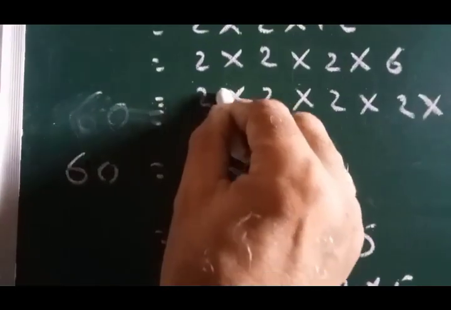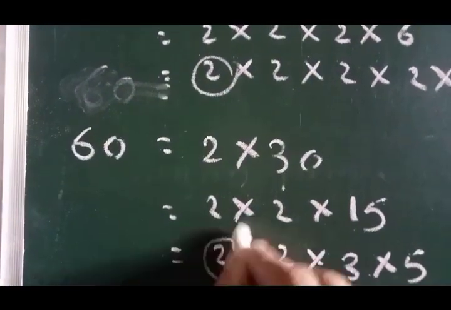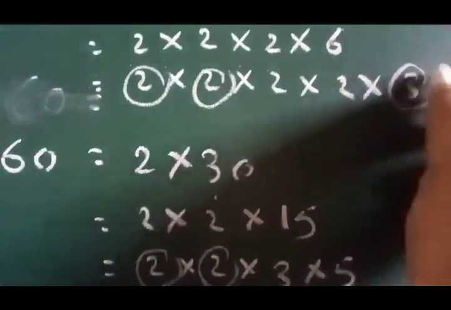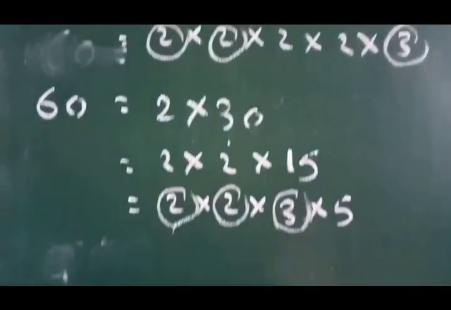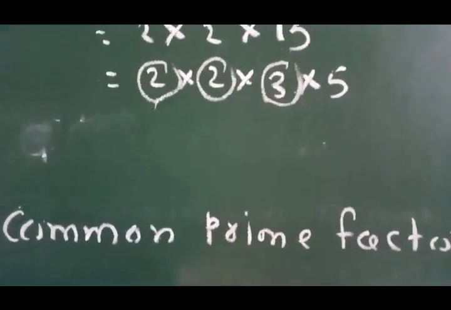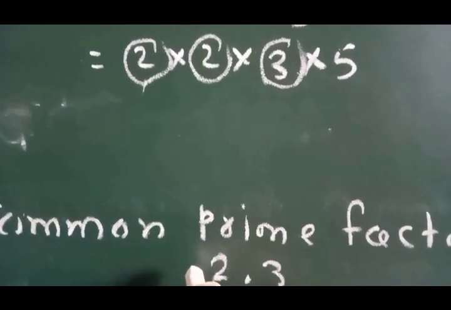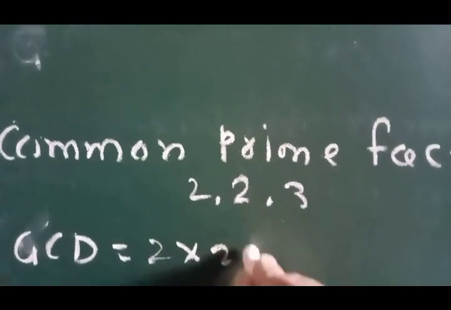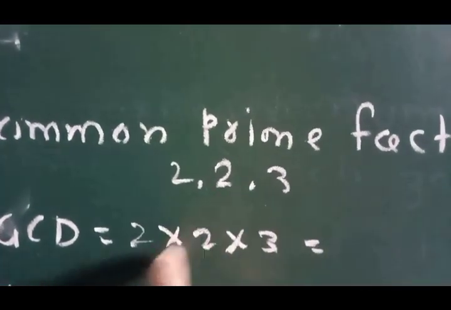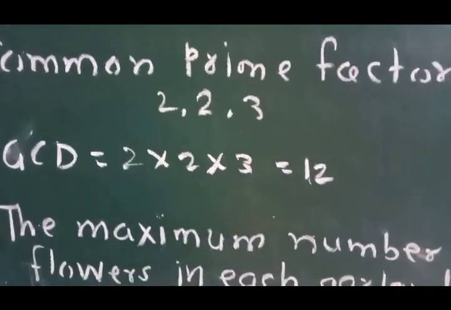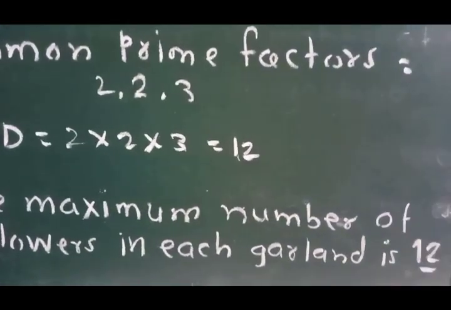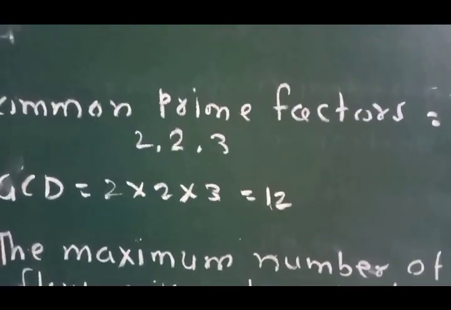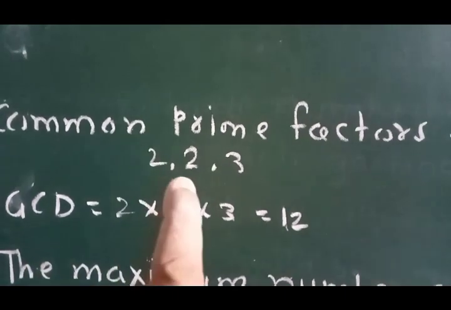So the common factors here are 2, here 2, here 2, here 2, here 3, here 3. The common prime factors are 2, 2 and 3. So GCD is 2 into 2 into 3, that is 12. Therefore the maximum number of flowers in each garland is 12. The maximum number of flowers in each garland is 12.